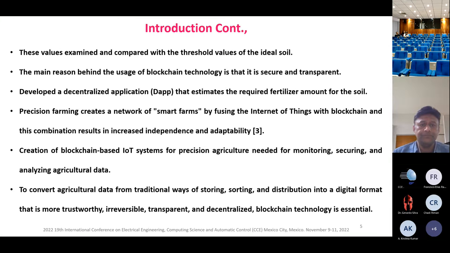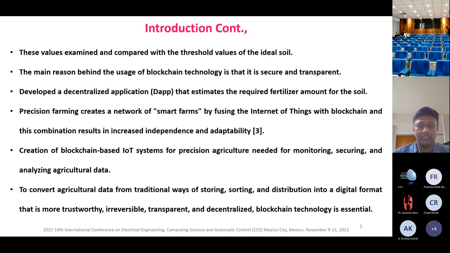And the main reason why we have used blockchain technology is because of security, and it's transparent. We can record all the transactions that we have done in a secure way, and it's transparent to all the farmers. That's why we have chosen blockchain technology to develop that.